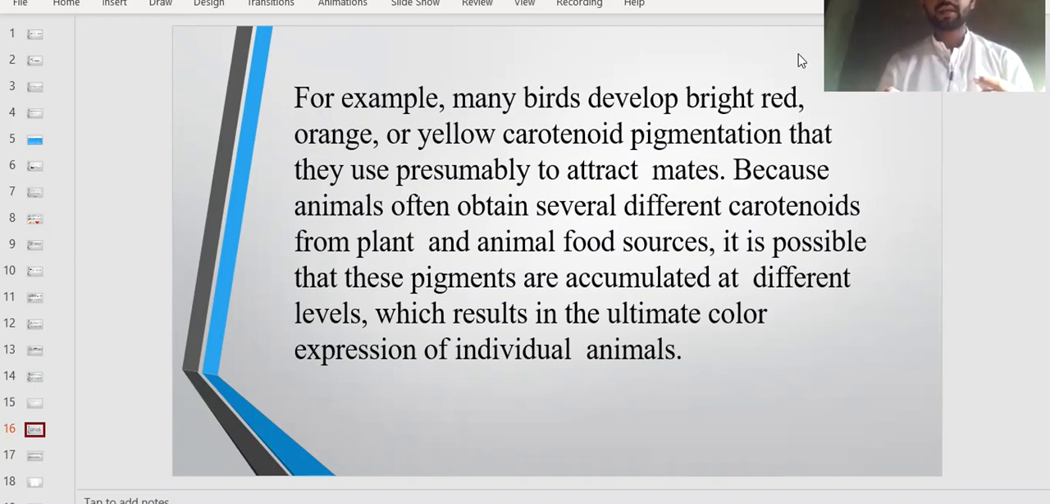They are presumably used to attract mates. Because animals often obtain several different carotenoids from plant and animal sources, it is possible that these pigments are accumulated in different levels, which results in the ultimate color expression in individual animals.